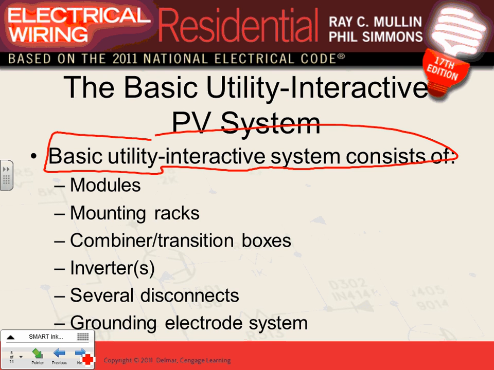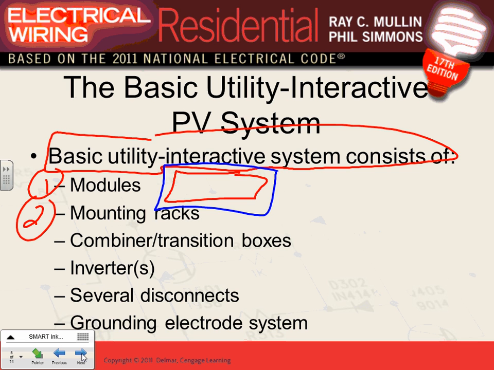Okay, modules, the panels. Here's your panels. So it's made out of panels. Number one is the modules. Number two, you need the hardware to mount these panels. Here's the hardware that you're going to be mounting these panels on. Number three, you need a box, a combiner. You have to combine these panels in a box, right? This is called a combiner box.